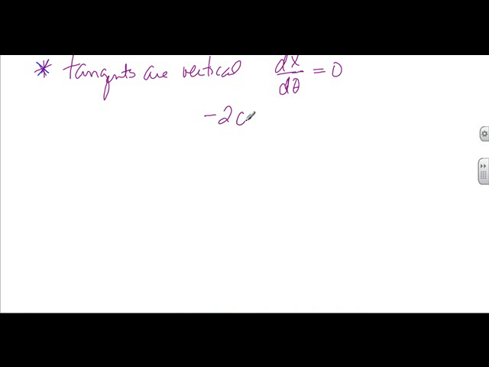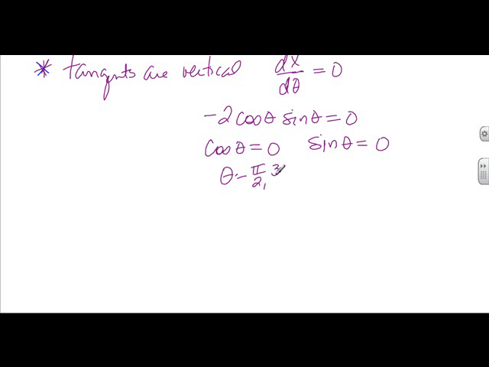If I set that equal to 0, I'm looking at values of theta for which cosine is equal to 0 and values for which sine is equal to 0. So we're talking about pi over 2 and 3 pi over 2 for sure, and also 0, pi, 2 pi. And of course anything coterminal with any of those angles is going to have a vertical tangent as well.